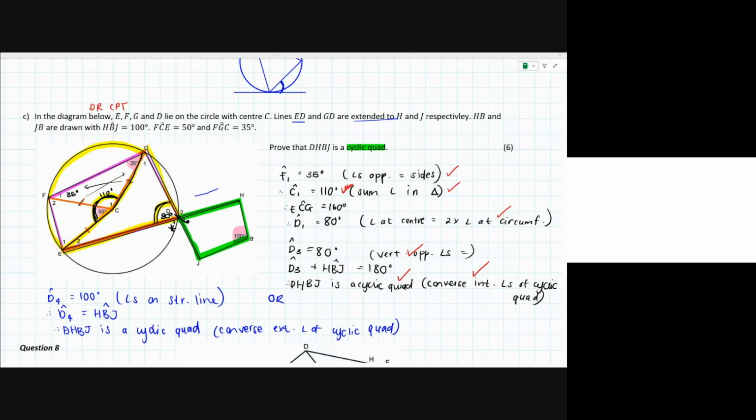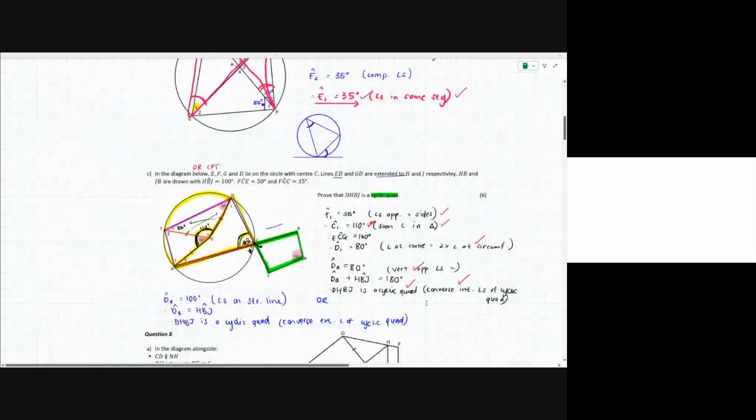Okay, can I explain the reason of converse interior angles? All right, so guys, whenever we prove a cyclic quad, like I said, there are 3 ways that we can do this. I'm just going to make this a bit smaller so I've got some space. So I'll start with the one you've asked me about.